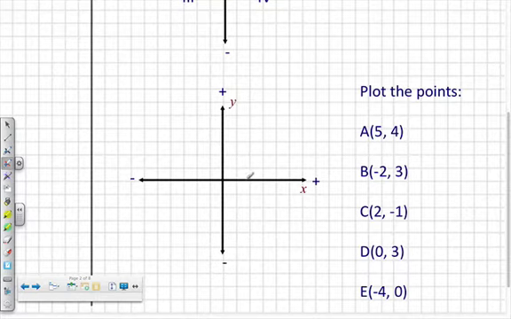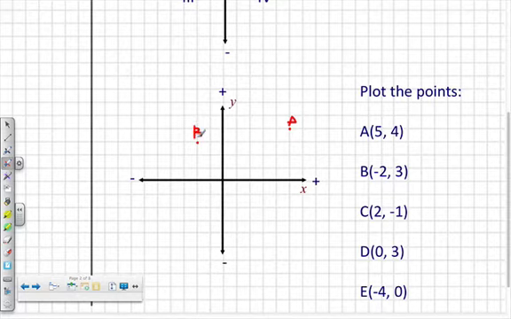So I count 1, 2, 3, 4, 5 in the x direction, and positive 4 in the y direction, so that's up. 1, 2, 3, 4, boom, done. That's A. Alright, that's going to be a little bit messy, but that's A. B is negative 2 in the x direction and positive 3 in the y direction. So I'm going to go left 2 units in the x and up 3 units in the y, and that's going to give me point B.